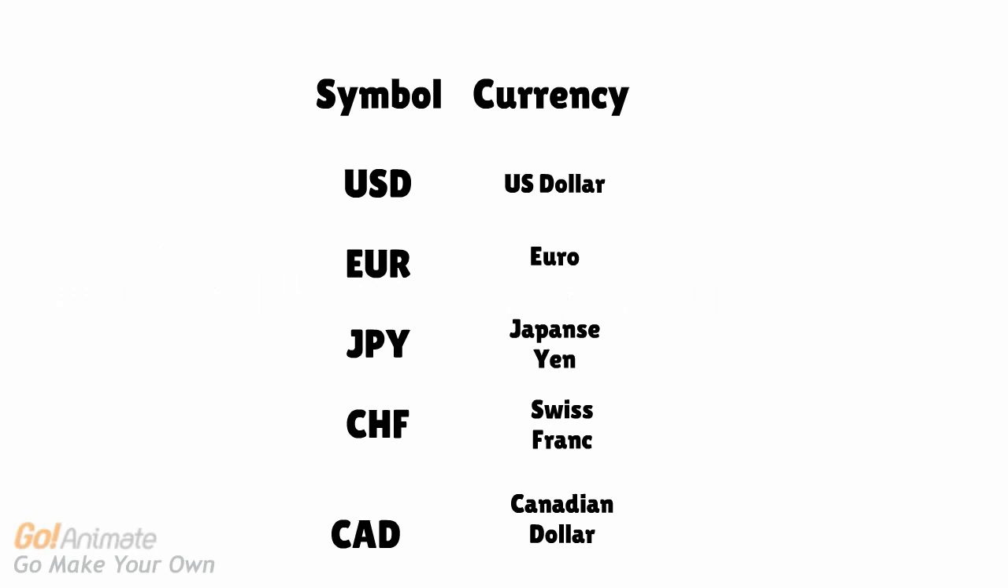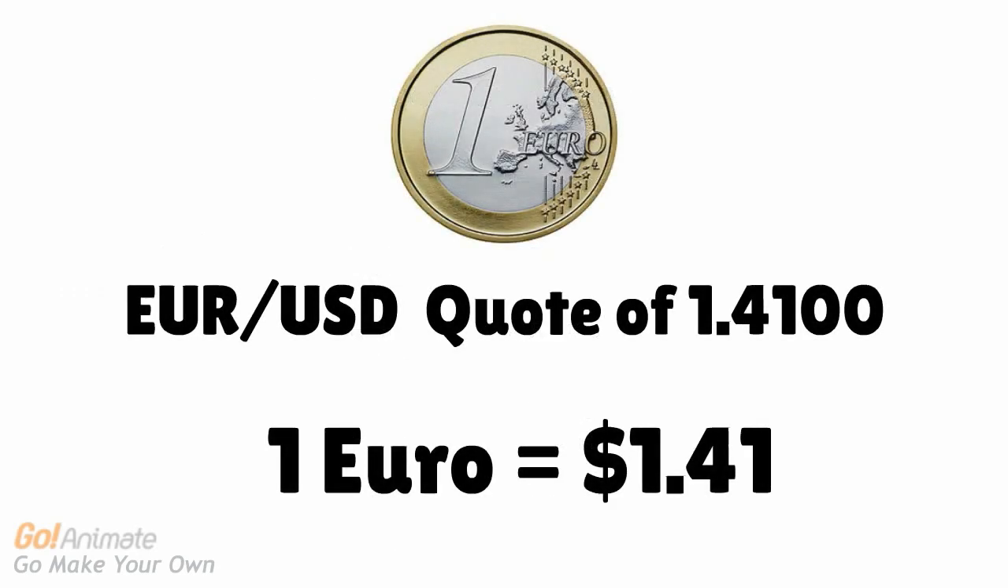This really isn't all that different from a stock symbol. Just think of AAPL, the symbol for Apple Inc., as AAPL versus US dollar, which means that the quote represents the value of Apple measured in US dollars. An Apple quote of 325 means that one share of Apple is worth $325. A Euro-USD quote of 1.4100 means that 1 euro is worth $1.41. A Euro-USD quote of 1.4101 means the euro is worth $1.41 and 1/100 of a penny.